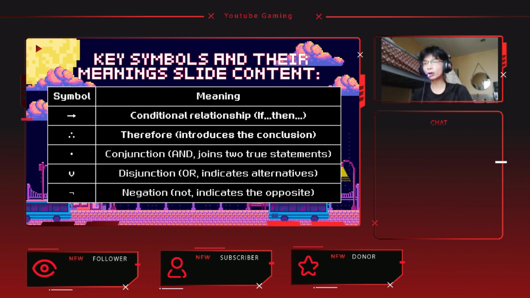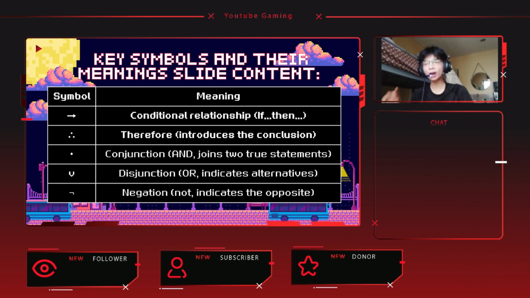Next is a bullet point symbol. This symbol symbolizes conjunction, meaning and. It joins two true statements together. For instance, amphibians are animals and birds have feathers. Next, we have a lowercase v. This indicates disjunction, meaning or. You could say whales are mammals or snakes are reptiles, showing that at least one statement must be true.